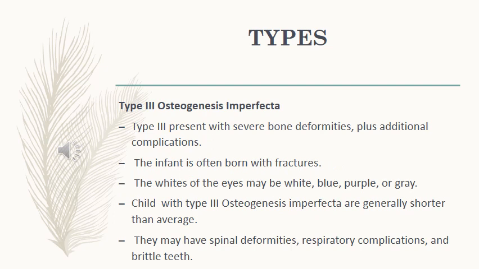Type 3. Type 3 presents with additional complications. The sclera may be white, blue, purple or grey. The child is usually shorter than average. They have additional problems like spinal deformities, respiratory complications and brittle teeth.